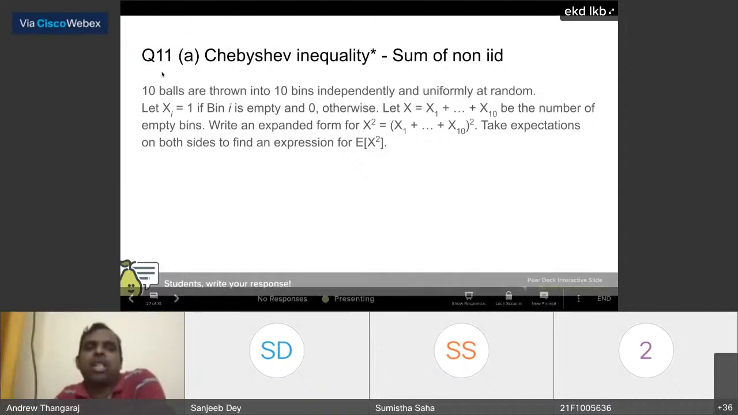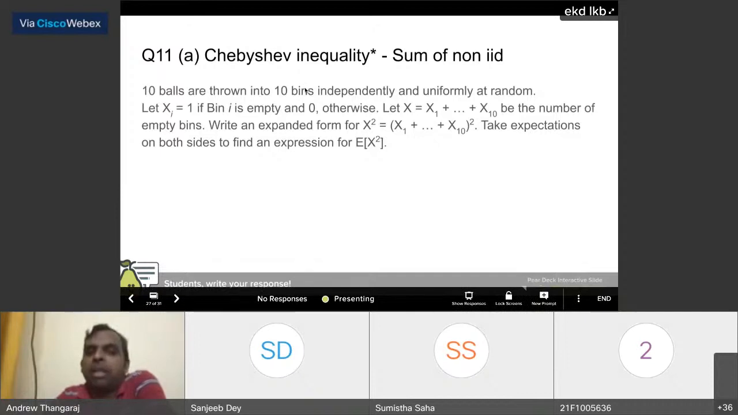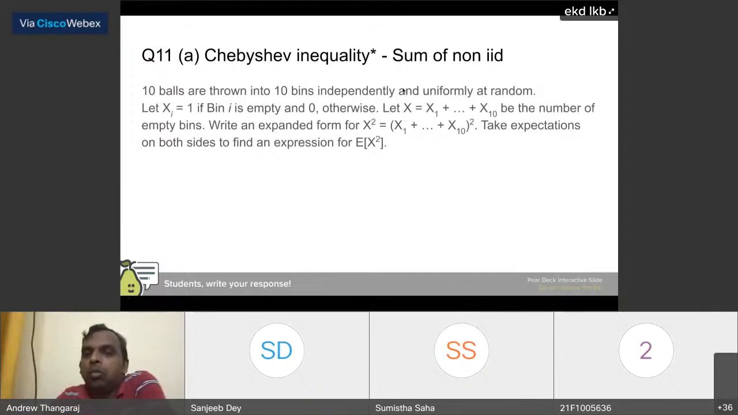I'll give you the same question, 10 balls thrown into 10 bins. I want you to think of x, which is x1 plus so on till x10, which is the number of empty bins. Same question as before. Sum of non-IID. Now you have to think of x squared. Why am I thinking of x squared and finding the expected value of x squared? Because I want to find the variance of x. So I want to go through and find the variance of x. That's why I'm asking you to think of this.